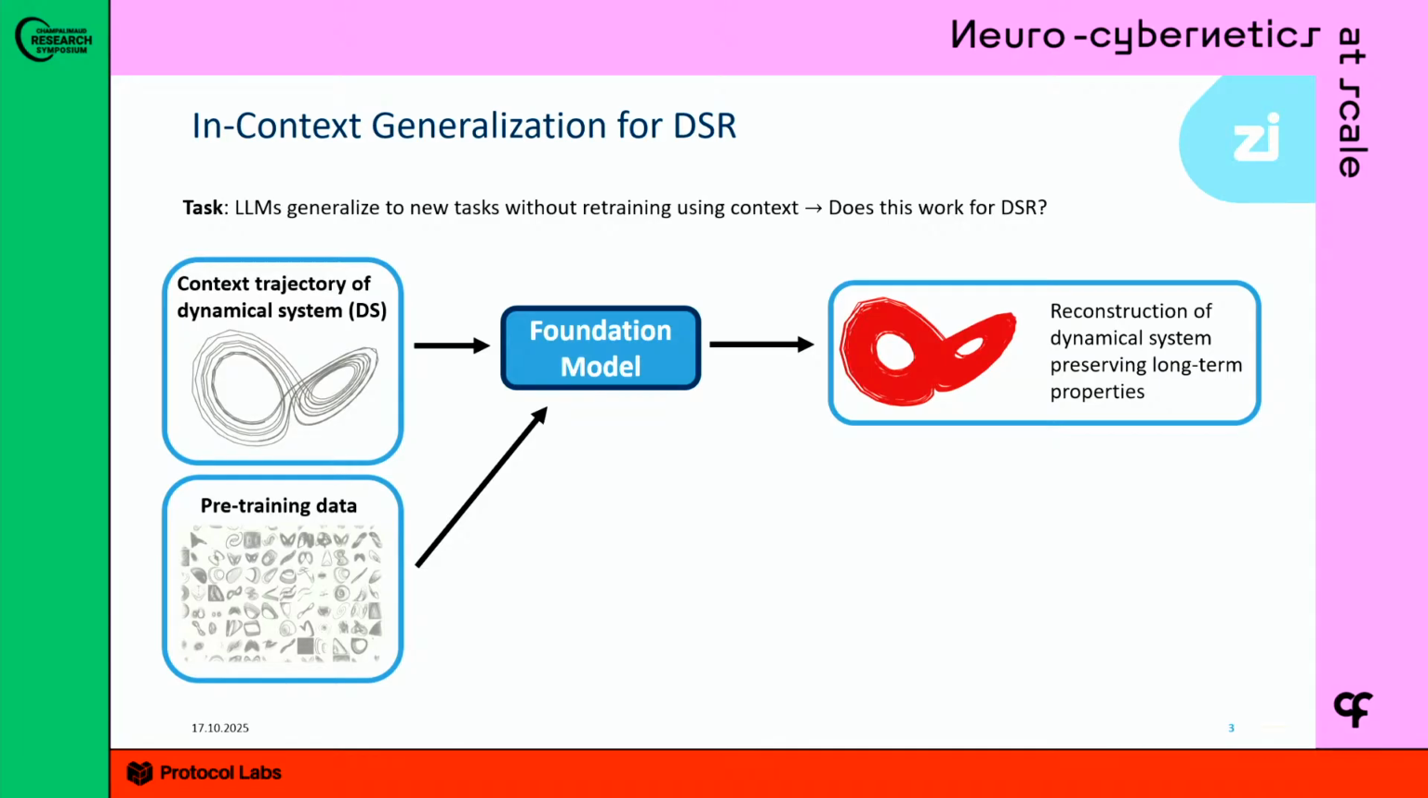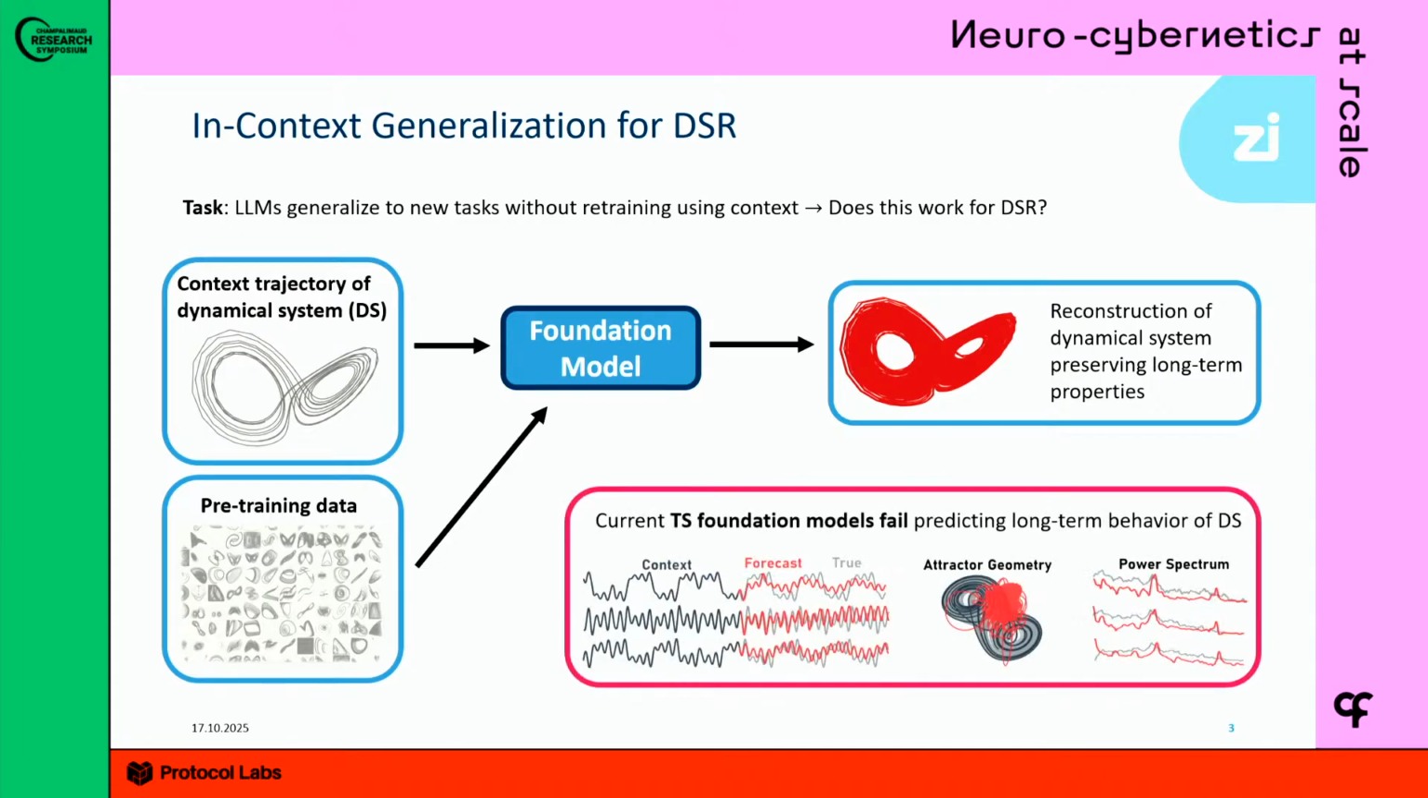So there has been work done to achieve this. What people did is they took large language models and trained them on a lot of time series data, which then resulted in time series foundation models. And when applying these time series foundation models onto dynamical systems, we often can see that they fail at dynamical systems reconstruction. As you can see here, the attractor geometry is not well matched, as well as the power spectrum, and the individual dimensions are not accurately forecasted.